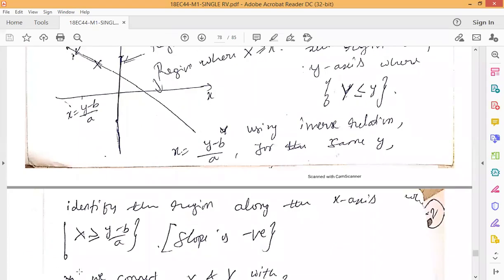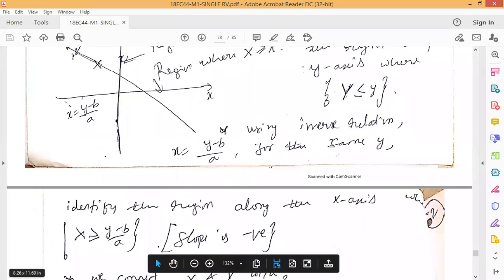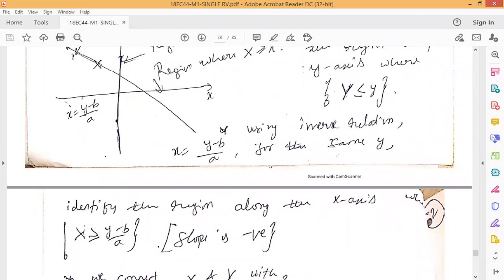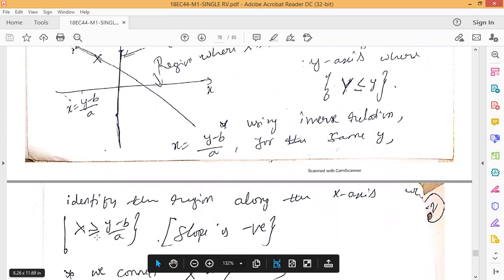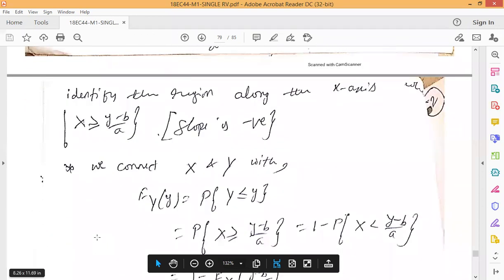But here we have to see that x will be greater than or equal to (y minus b) by a, as the slope is negative. For a positive slope, a positive, we'd be considering x less than (y minus b) by a. But since a is negative, that is, the slope is negative, we identify the region along the x axis for x greater than or equal to (y minus b) by a. And using these two key features, we are going to connect random variables x and y.